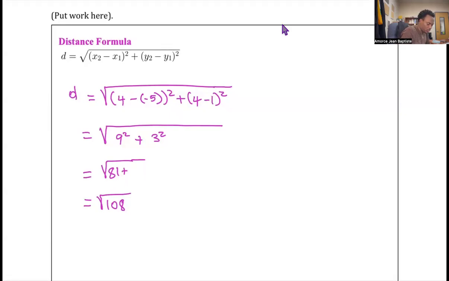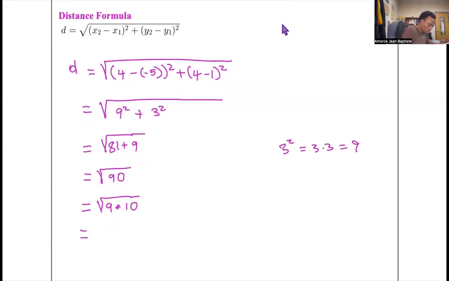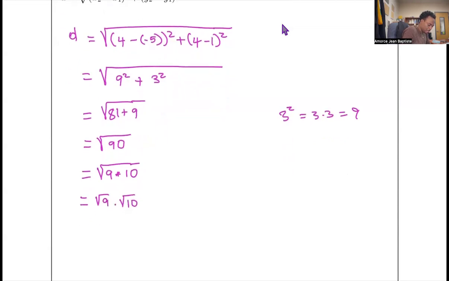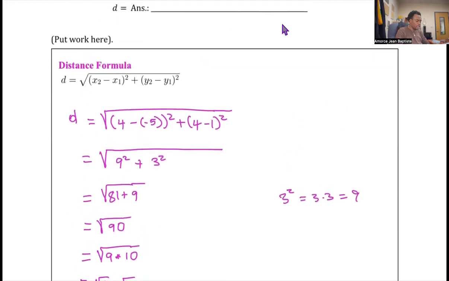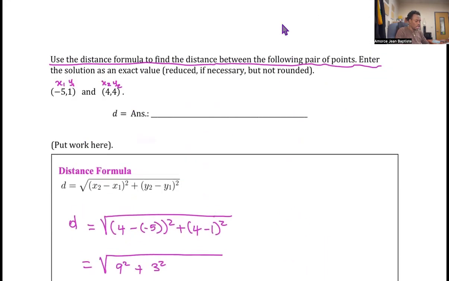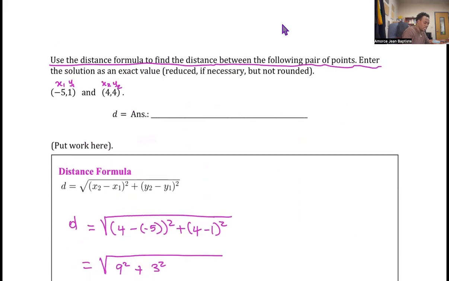Well, that's not 27. That's 9. Three squared is 3 times 3 equals 9. So that's 9, and then you'll have that is also 90. And 90 is square root of 9 times 10, or square root of 9 times square root of 10. So that is 3 square root of 10. So this is the distance of the two points, negative 5, 1, and 4, 4. So distance is 3 square root of 10.